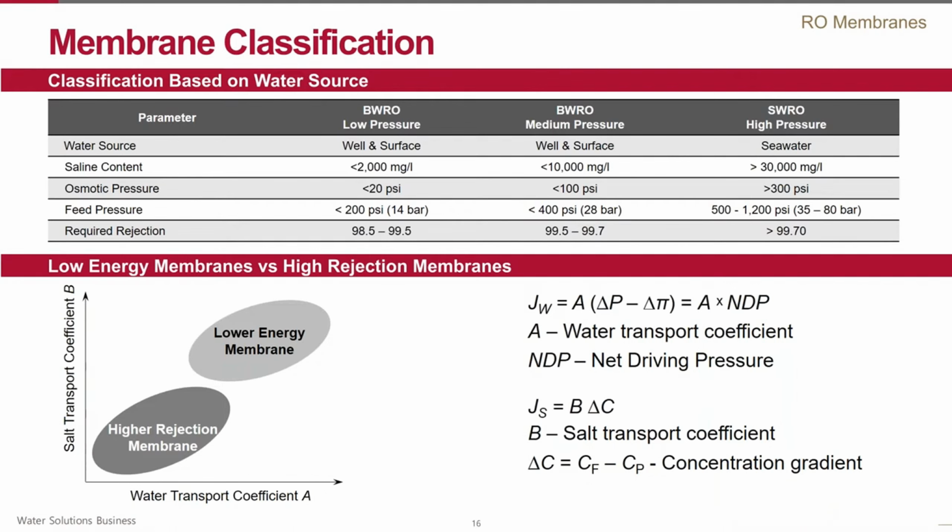And within this classification, there are subsets of membranes that are rated for different performance. For example, within the seawater domain, we can differentiate high rejection and low energy membranes. Same we can do in the brackish water membranes. As the name suggests, low energy membranes are designed to reduce the energy required to generate permeate, while high rejection membranes offer better permeate quality at the expense of the energy savings.